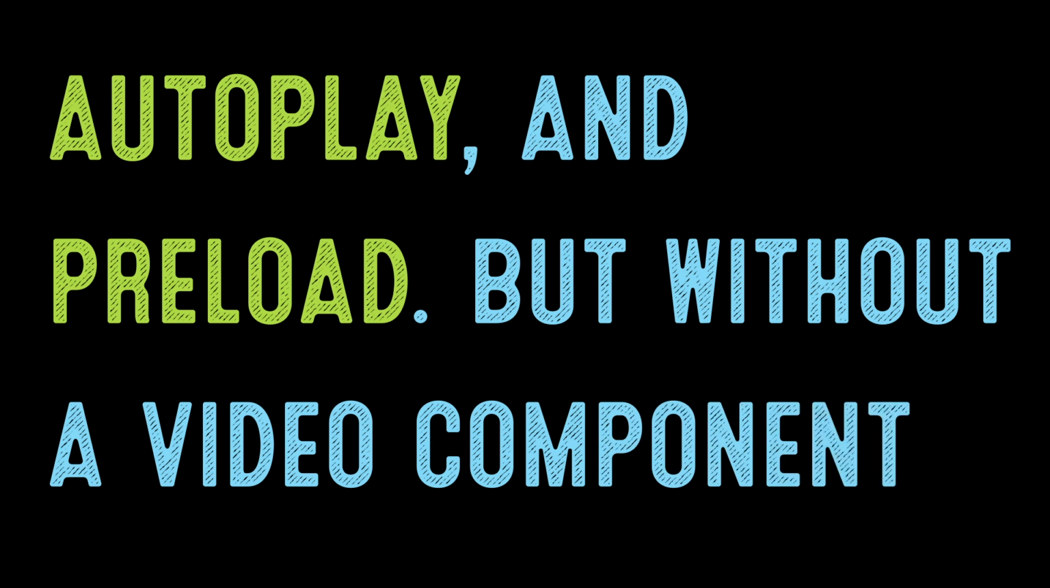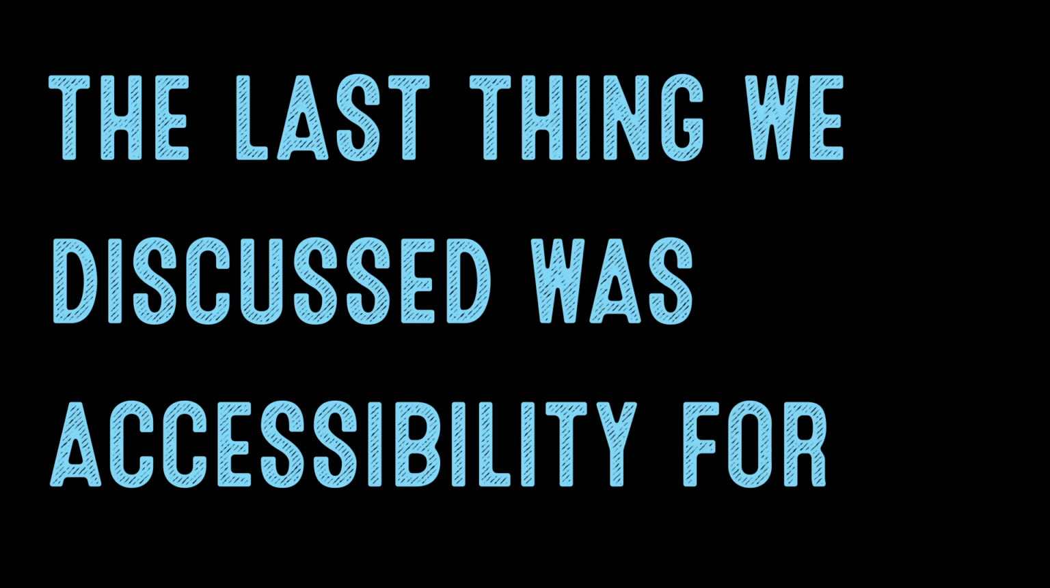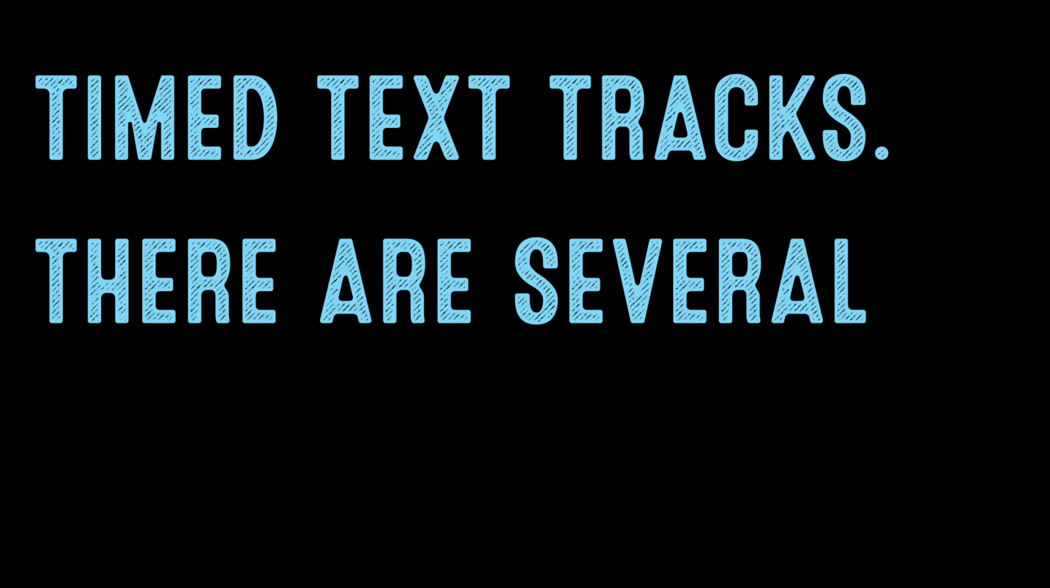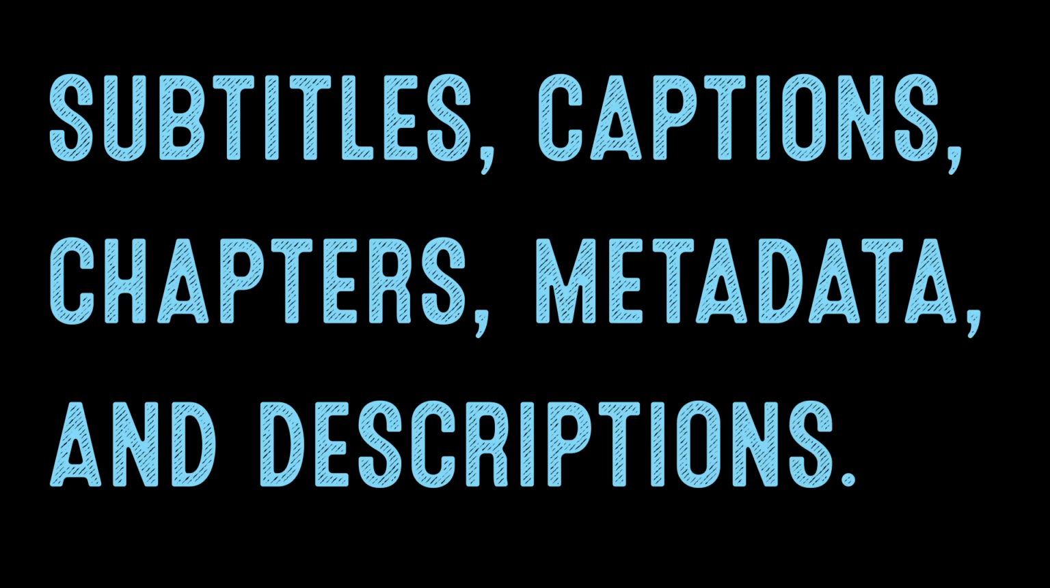But without a video component, it is unnecessary to control the width and the height, nor is it necessary to support the poster attribute. The last thing we discussed was accessibility for media files. The track element is added to specify timed text tracks. There are several different types: subtitles, captions, chapters, metadata, and descriptions.